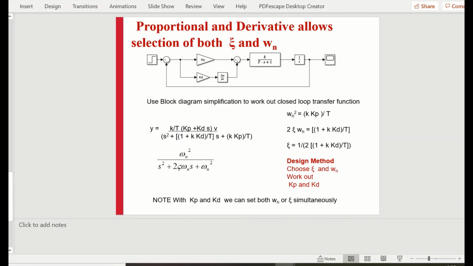So let's look at the proportional plus derivative design. So this is our block diagram. We could take this block diagram now and simplify it down to a single block.